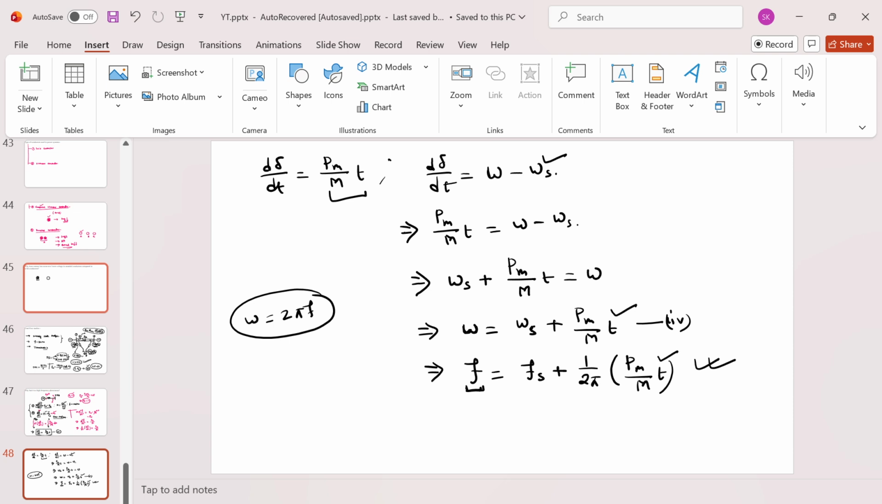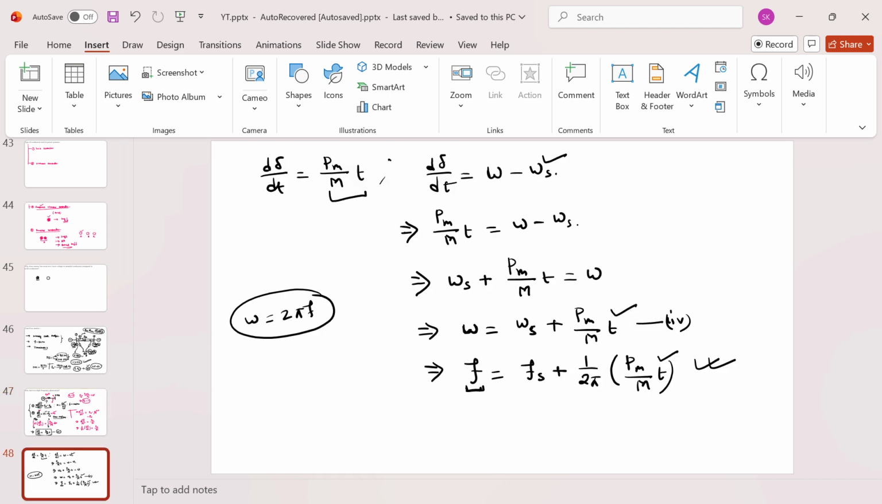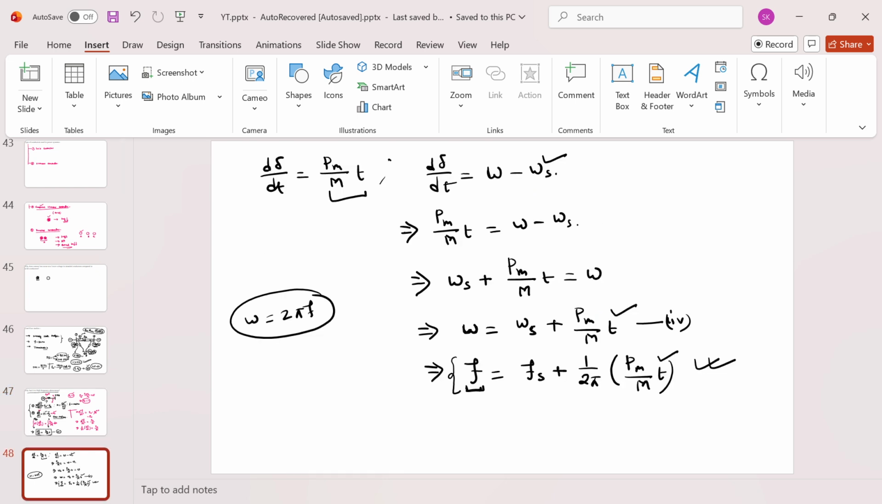So the generator frequency is simply increasing, and it depends on time. Because of the fault, you are getting a response from the generator, and that response is increasing the frequency of the system. That's why a fault is a high frequency phenomenon in either a power system or a synchronous generator. It is applicable to both, because you cannot separate them, since the power system is connected with the synchronous generators. If there is any fault, the output frequency of the generator will keep on increasing.